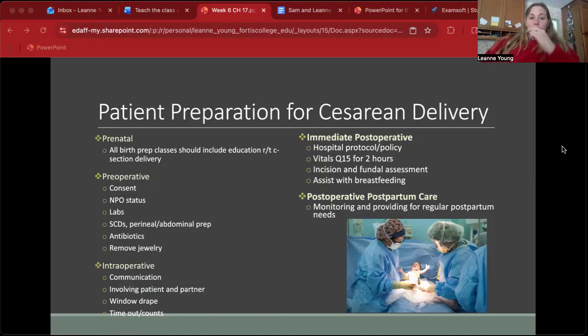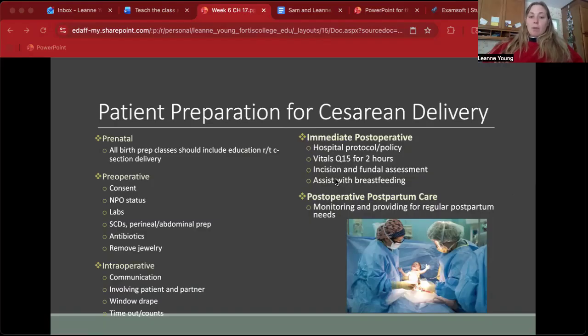Immediately after delivery, follow your hospital protocol and policy. Typically, it's vitals every 15 minutes for 2 hours. Incision and fundal assessments along with the vitals, and then we're assisting moms with breastfeeding.